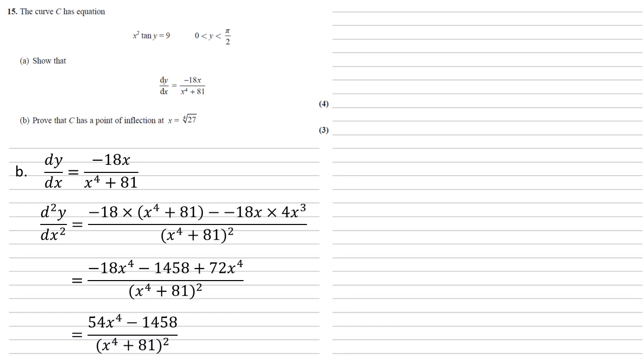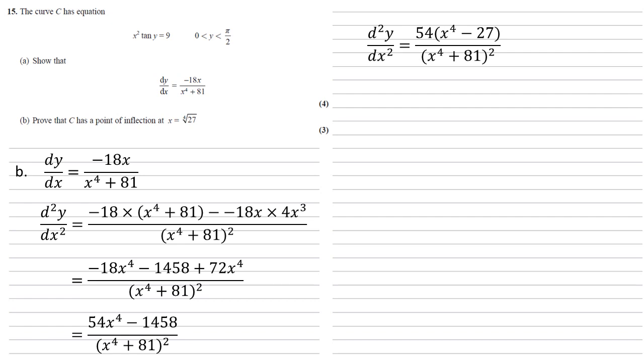Bringing the x to the 4's together, we get 54x to the 4 minus 1458 all over the square of x to the 4 plus 81. Now the top two numbers are both multiples of 54, so we can factor that out. So we get that d2y by dx squared equals 54 times x to the 4 minus 27 all over x to the 4 plus 81 squared.